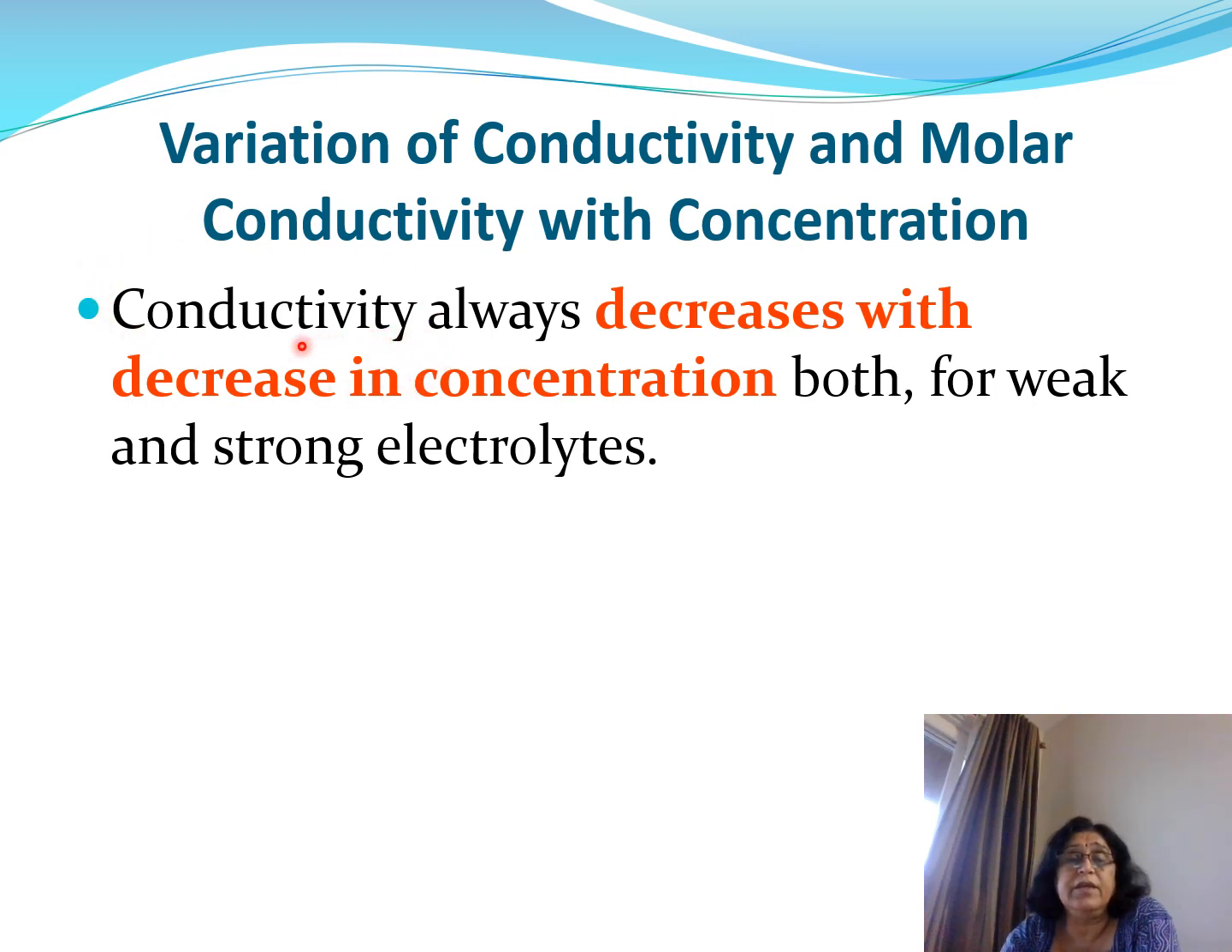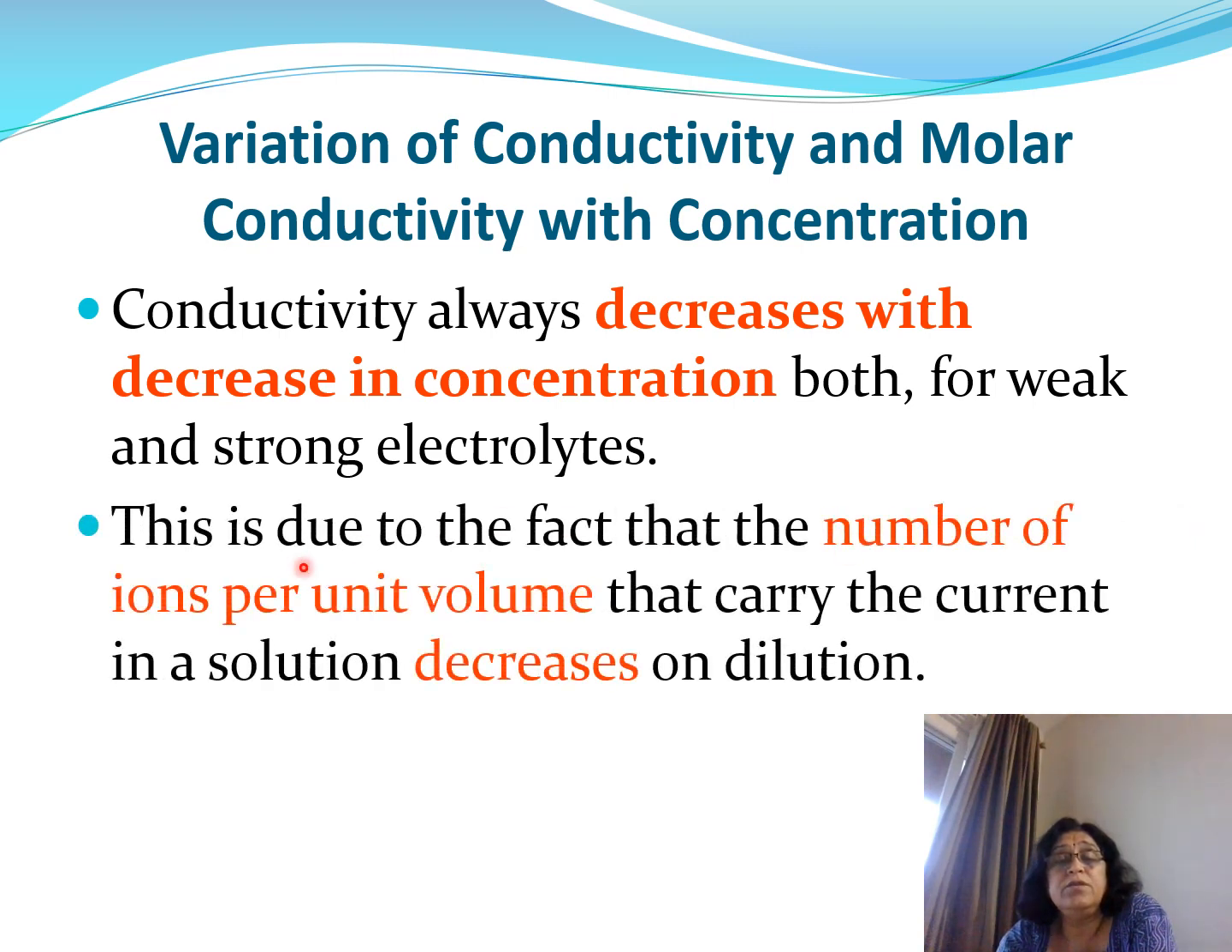So basically we are seeing the number of ions in unit volume. When you decrease concentration, the number of ions per unit volume decreases. Therefore, conductivity decreases. So whether it is a weak electrolyte or a strong electrolyte, when you add water, the concentration of ions decreases, the number of ions per unit volume decreases, and hence the conductivity decreases. This is due to the fact that the number of ions per unit volume that carry the current in a solution decreases on dilution.